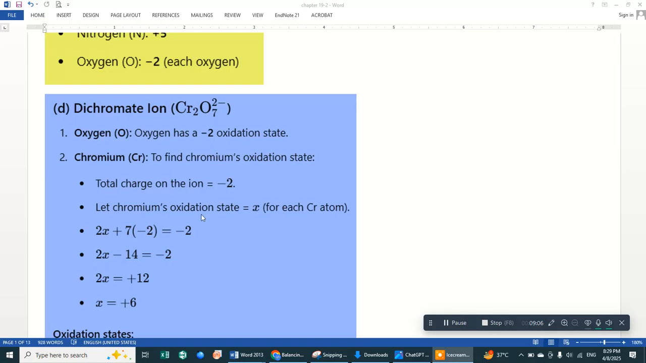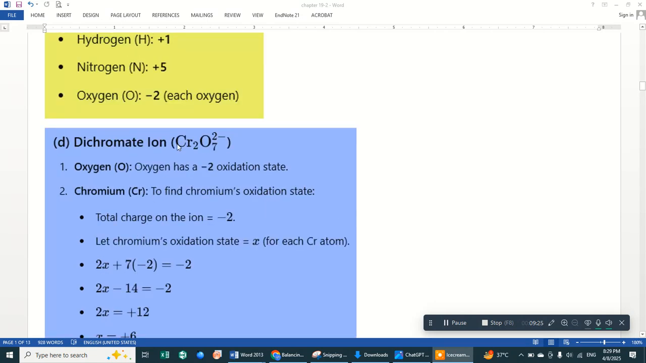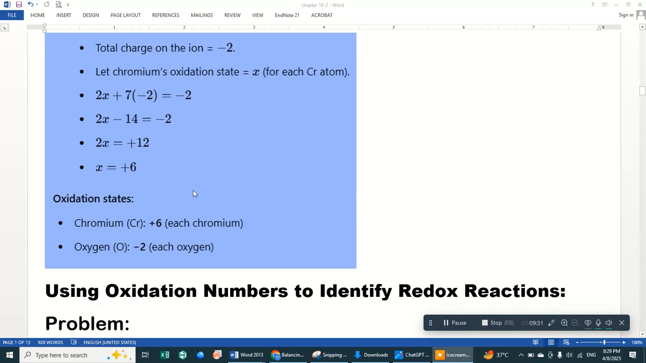the oxidation state of the ion. If the compound is neutral, we put 0. If it is an ion, we put its charge with the same sign. Here it is -2, and we solve it. When we solve it, the value of x is +6. It means that in the dichromate ion, the oxidation state of chromium is +6.